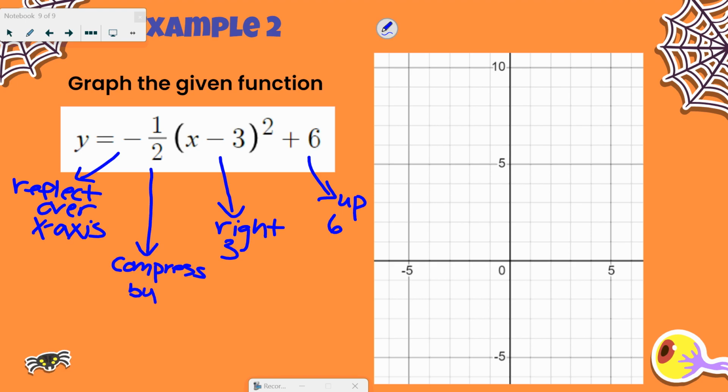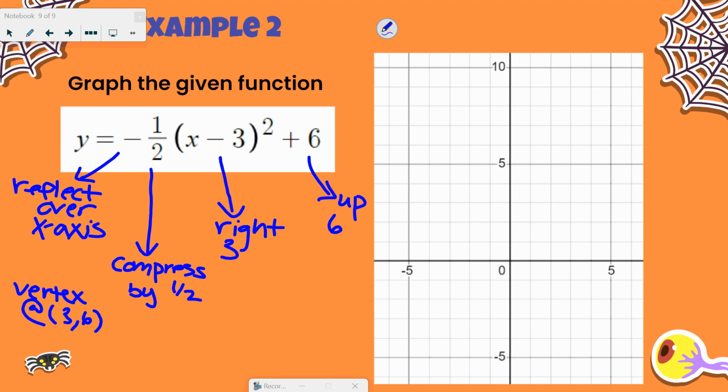So back with our absolute value graphs. When we were graphing our absolute value functions, what was the first point we always put on our graph? The vertex, we're going to do the same idea here. Where is our vertex located? 3, 6. How'd you get that, Ruby?